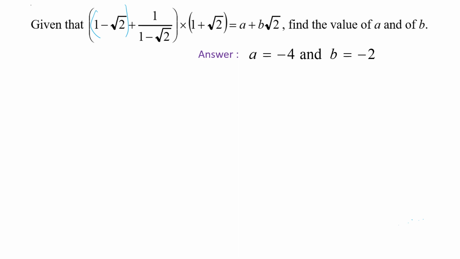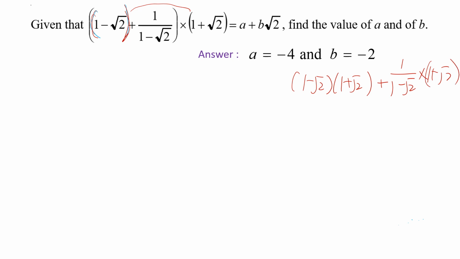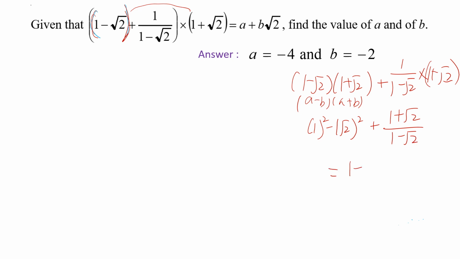Another method is, like I said just now, you treat this as one term. So when you open up the bracket, it will be 1 minus square root 2 multiplied with 1 plus square root 2, and then plus 1 over 1 minus square root 2 times 1 plus square root 2. So this one is your a minus b times a plus b, and that will give you a squared minus b squared. So that gives you 1 squared minus square root 2 squared. And this will give you 1 plus square root 2 over 1 minus square root 2. So this will give you 1 minus 2, and then you need to rationalize it.